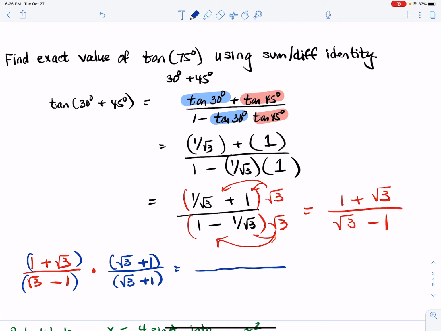So if I multiply out the numerator, the first times the first gives me the square root of 3, the outers give me a 1, the inners give me a 3, and the last times the last gives me another square root of 3. So we'll simplify that in the next step.